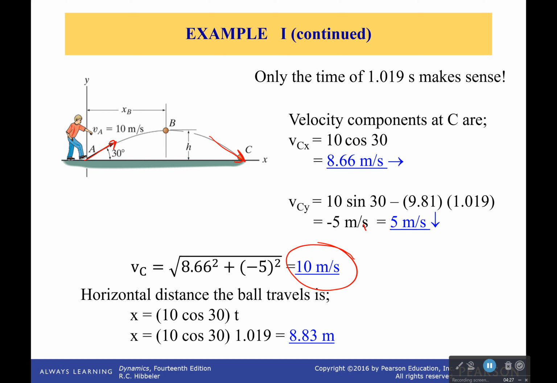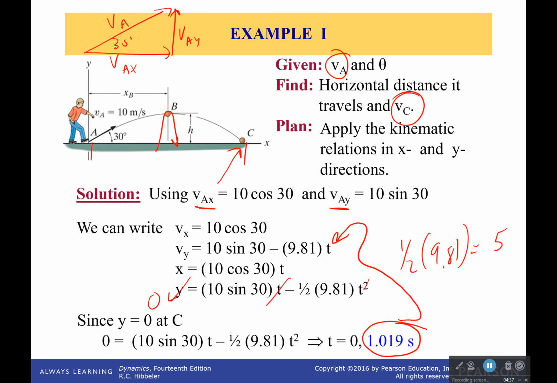Now for the horizontal distance the ball travels, we just take the velocity and plug in our time, and it comes out to be 8.83 meters. Okay, so let's go back to our original equations again and look at them and see what we got. We had those 4 kinematic equations. We didn't need them all, luckily. We only chose the ones that made sense.